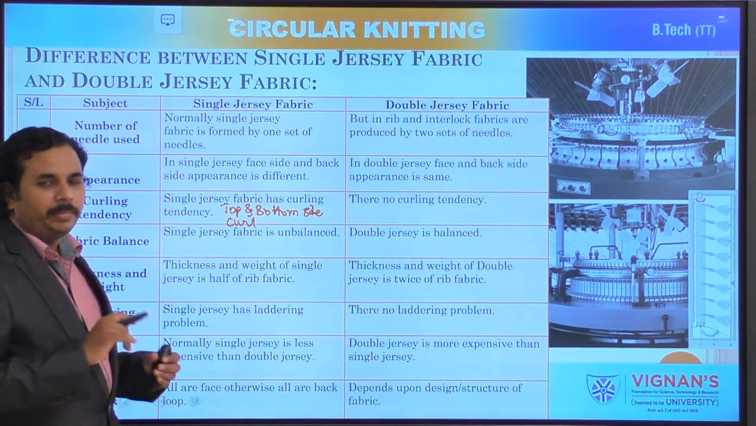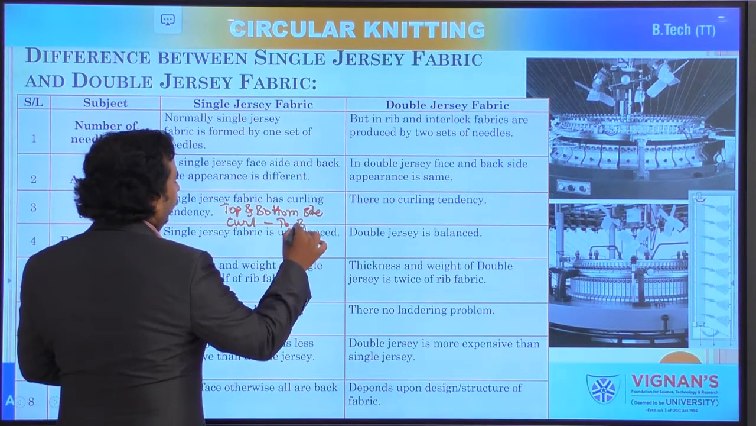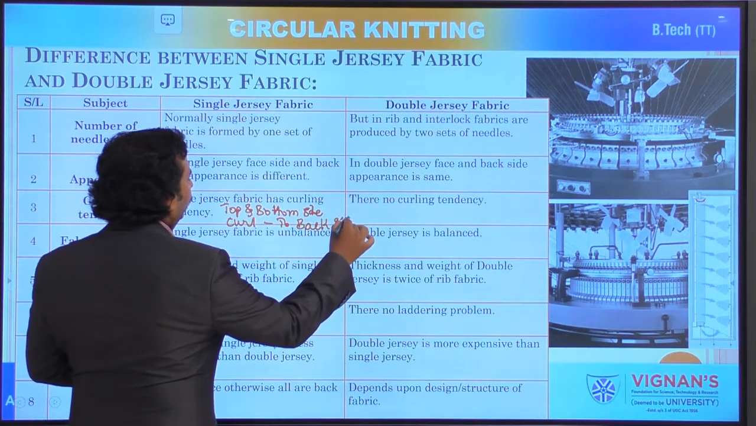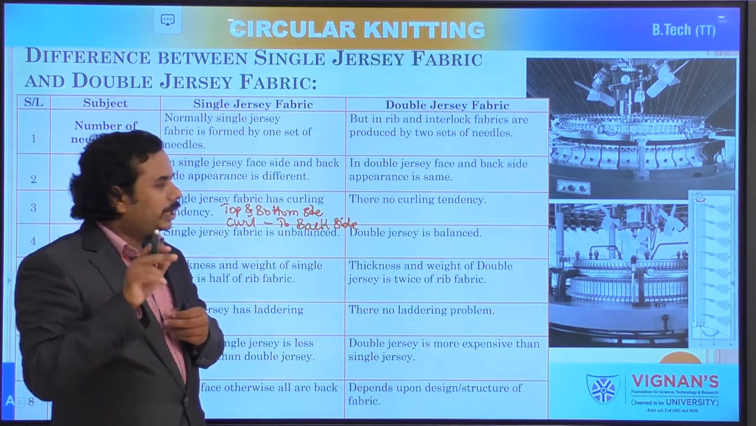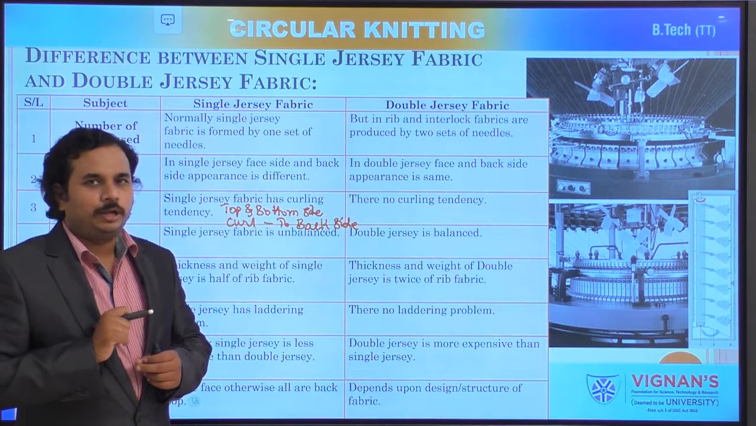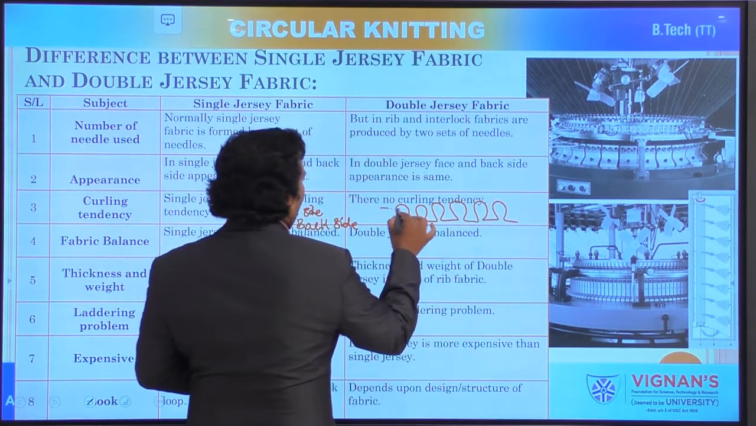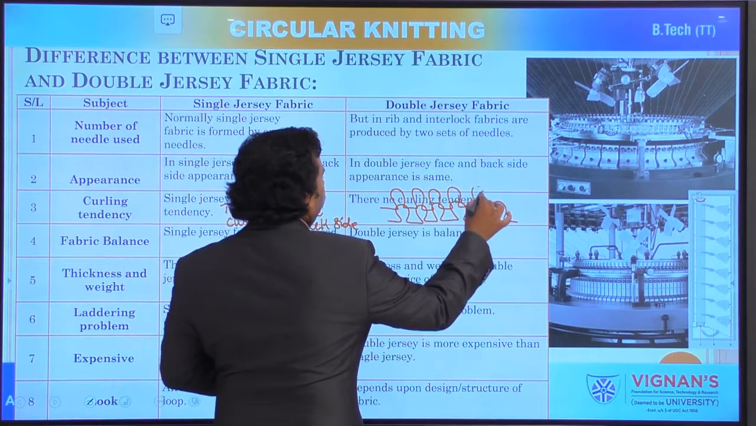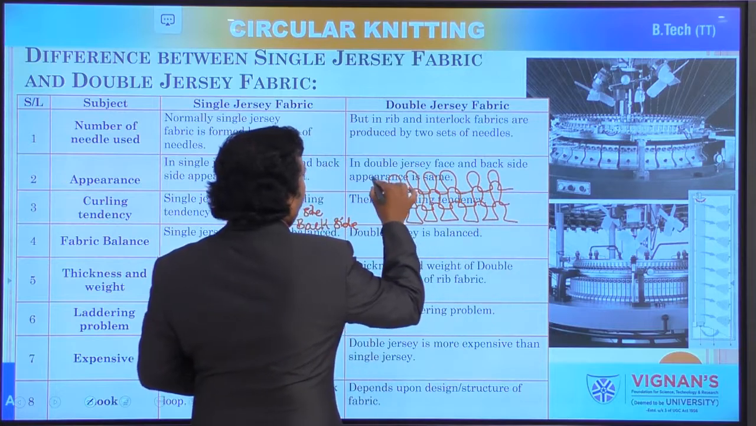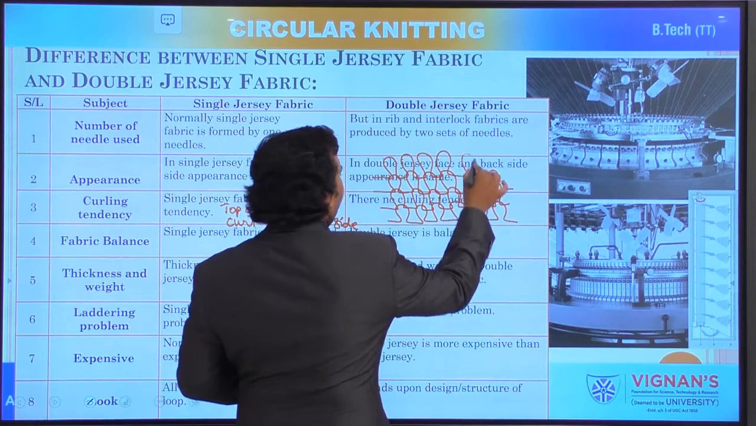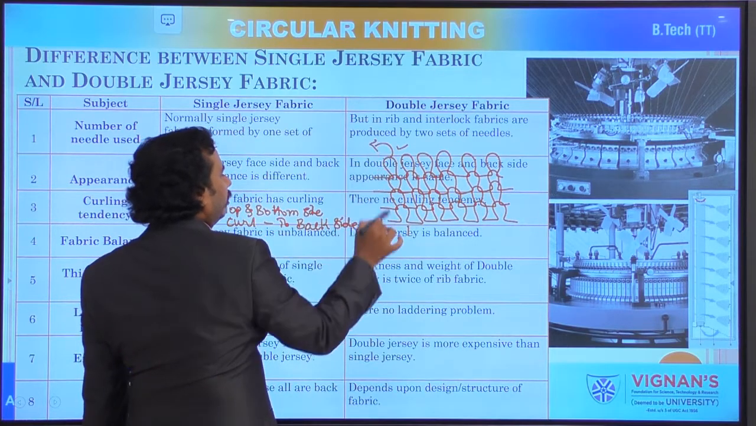So if you have cut the fabric, the top side and bottom side are going to curl to the back side. And if you observe, you have to see the wale direction and the course direction. I am drawing the fabric structure. You can see here the fabric structure. So this is our single jersey knitted fabric. The top side and bottom side are going to curl in the backward direction.